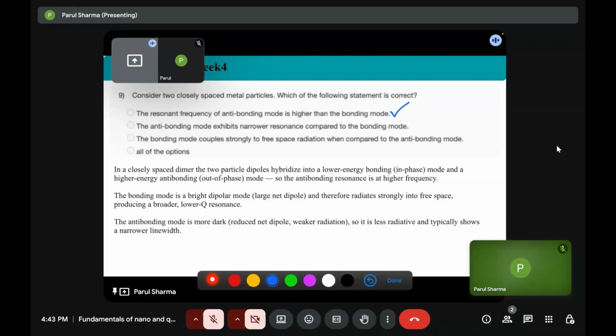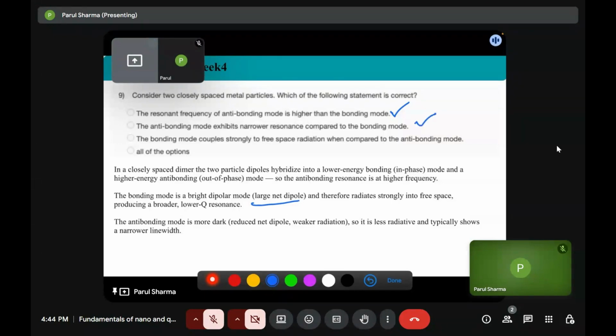The second says the antibonding mode has lower resonance. We saw that the bonding mode has a large dipole, and therefore it will radiate more and couple more easily with free space, so it will produce a shorter lifetime. In that case, the antibonding mode will exhibit the longer resonance. So the second option is also correct.